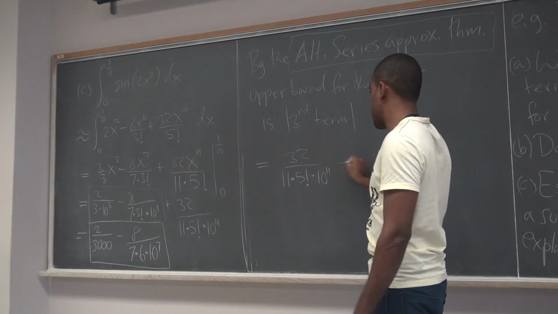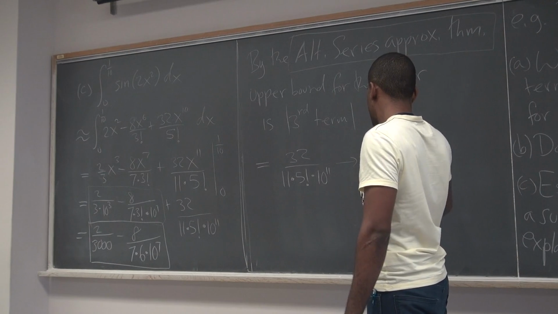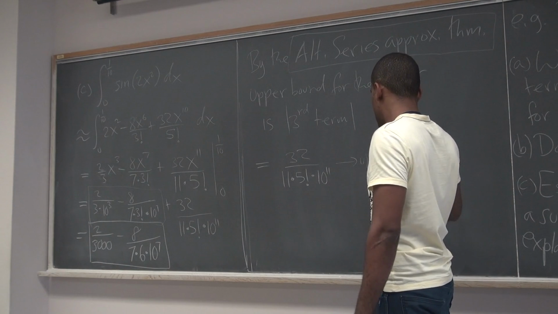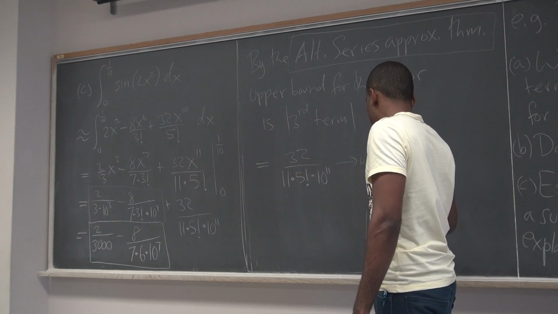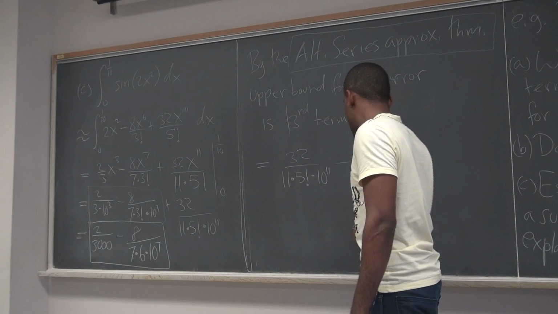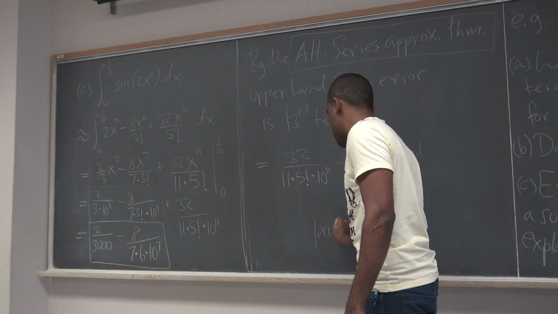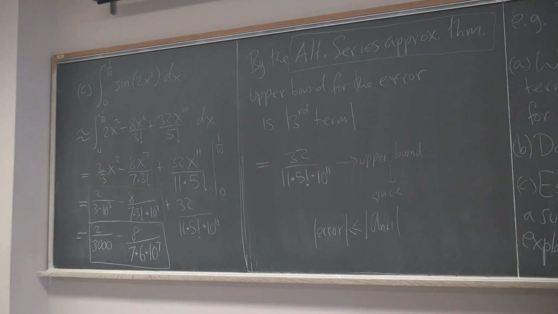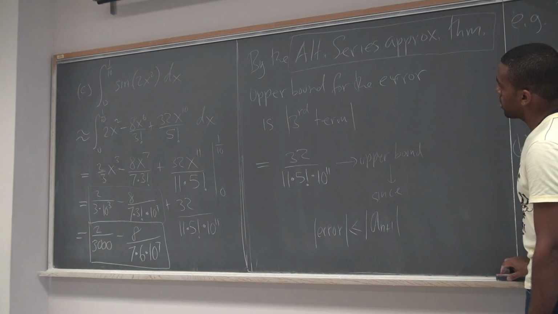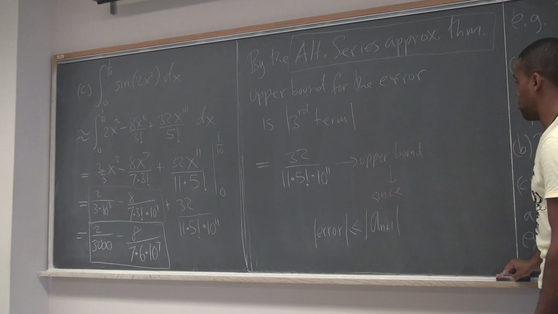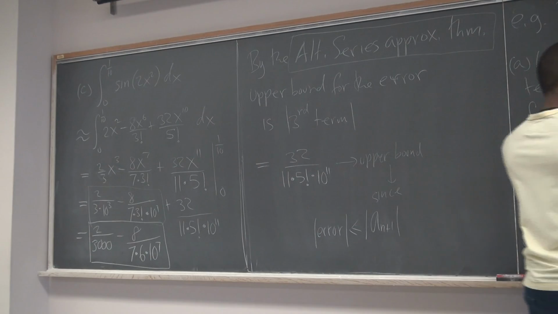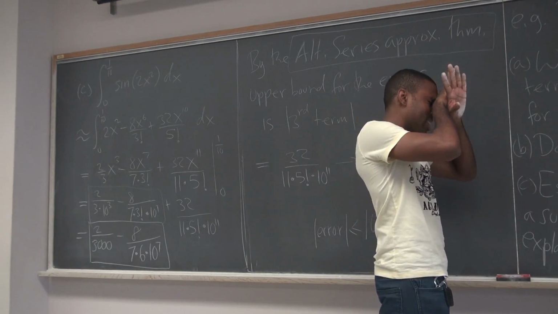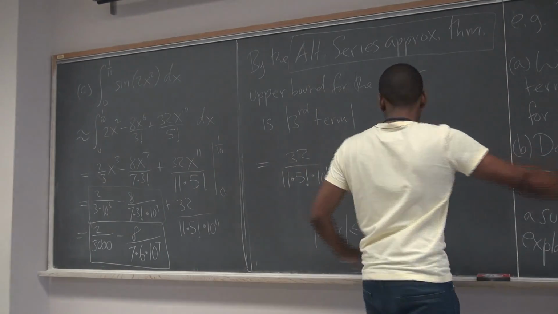That's my upper bound, since the theorem says that the error is less than or equal to the n plus first term. That's what the answer to this would look like. So when you're practicing this for the final, try to do it on your own from scratch. This would be the solution.